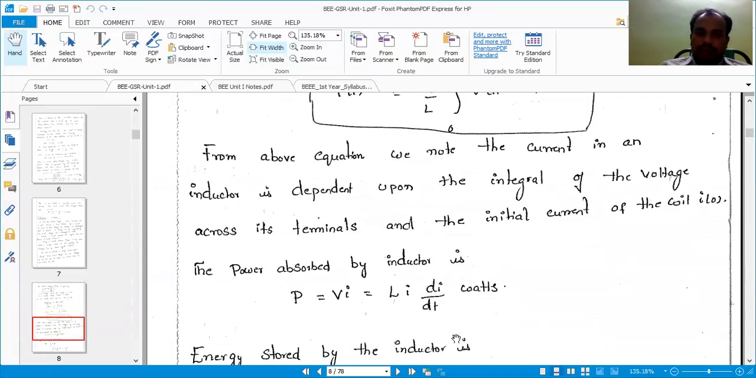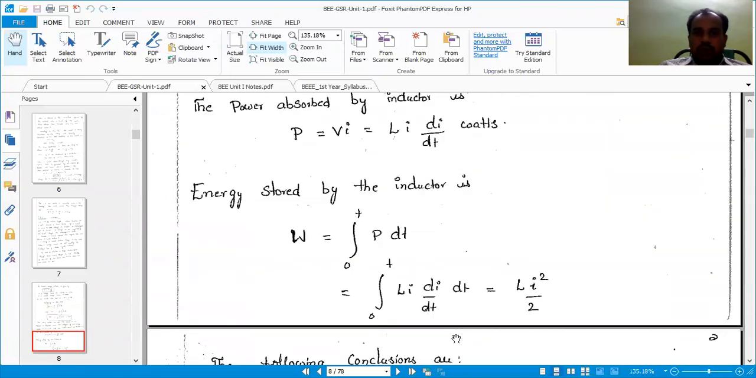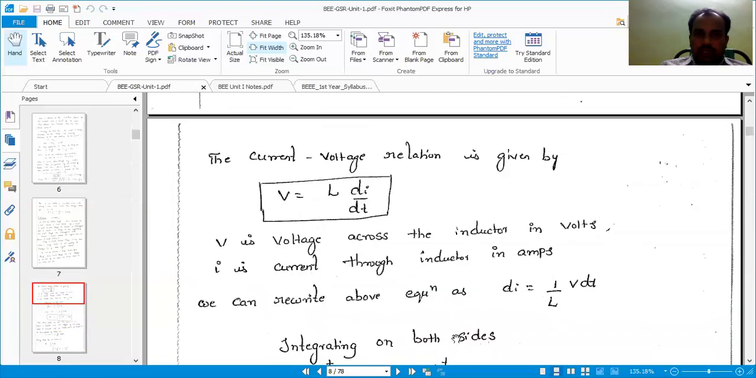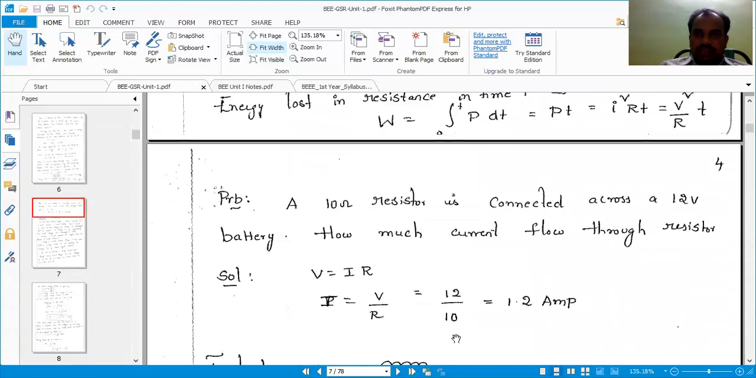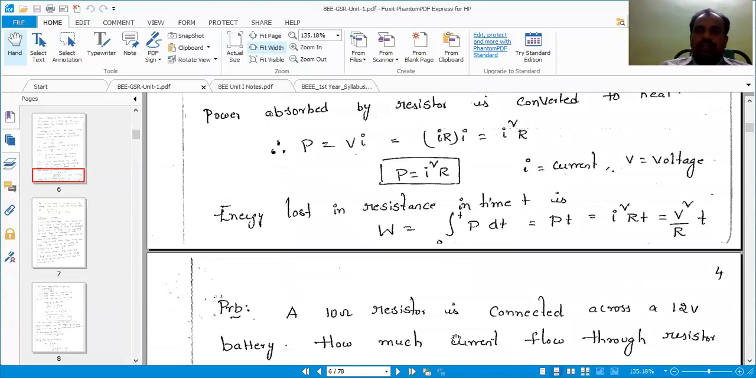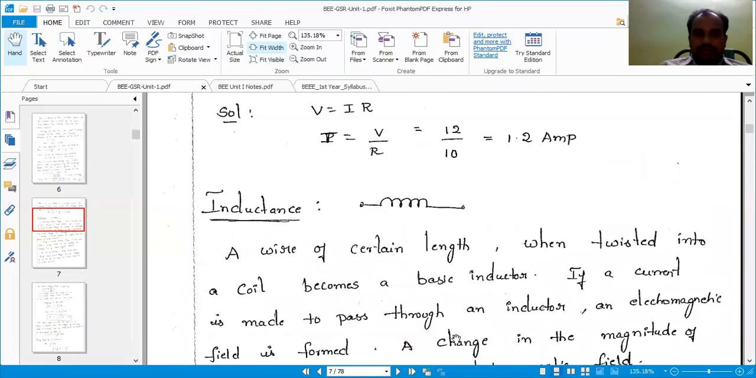The power absorbed by the inductor is P equal to V into I, so P equal to L into i into di by dt. The energy stored in the inductor is W equal to the integration of P dt, the integration of L i di by dt, which gives half L i square. The energy stored in the resistance is V square by R into T, or I square R into T.